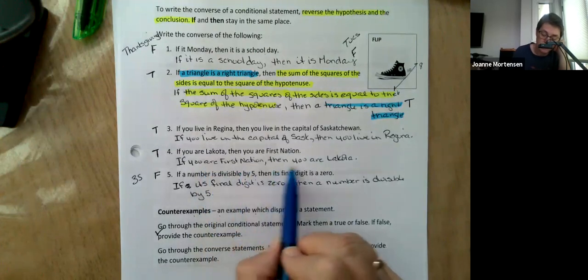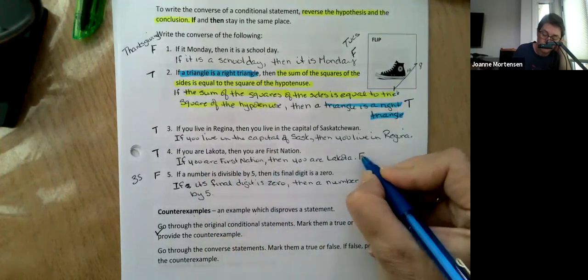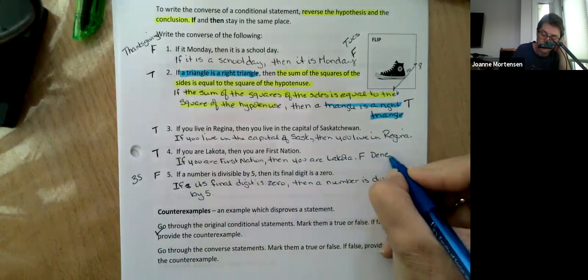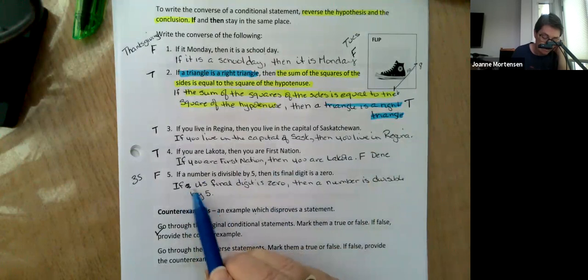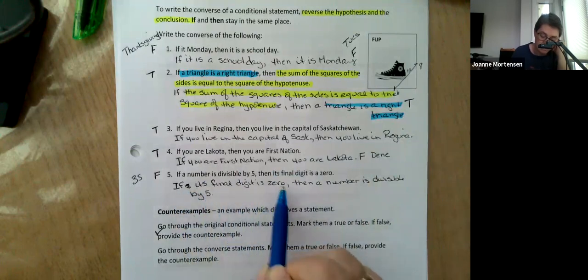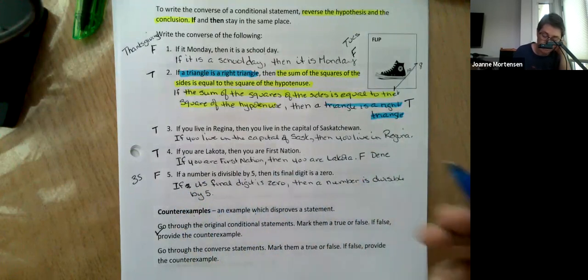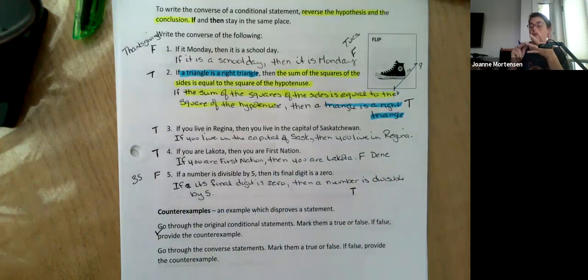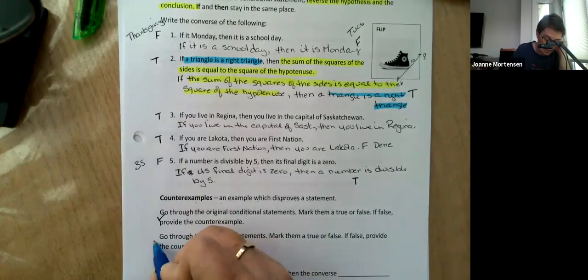If you are First Nation, then you are Lakota. No, that's false. You might be Dene. If its final digit is 0, then a number is divisible by 5. Yes, that's true. Right, because 10, 20, 30, all those, however far you go, it ends on at least a 0. That's going to be divisible. All right. So check.